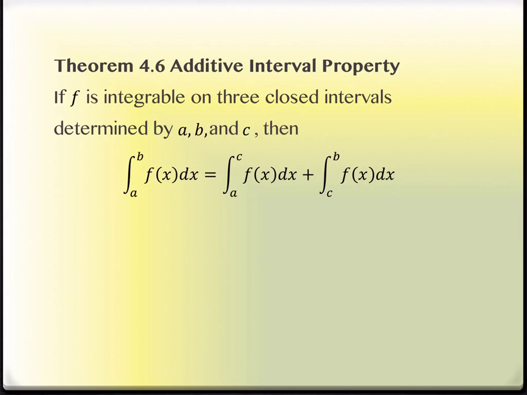Additive interval property. If f is integrable on the three closed intervals determined by a, b, and c, then the integral from a to b of f of x dx is the integral from a to c of f of x dx plus the integral from c to b.